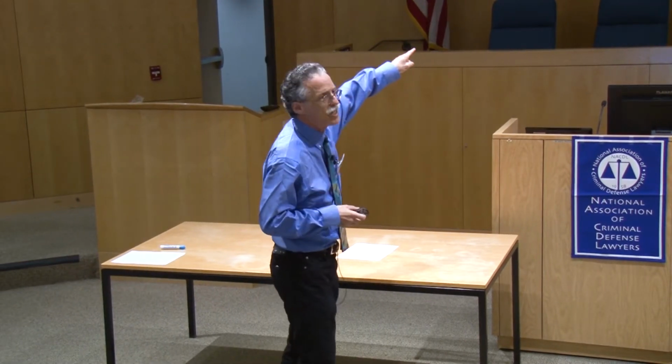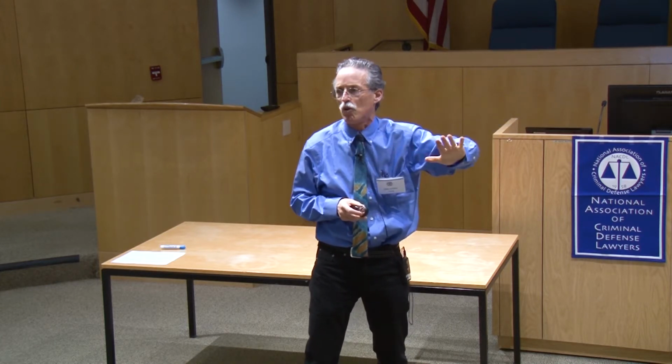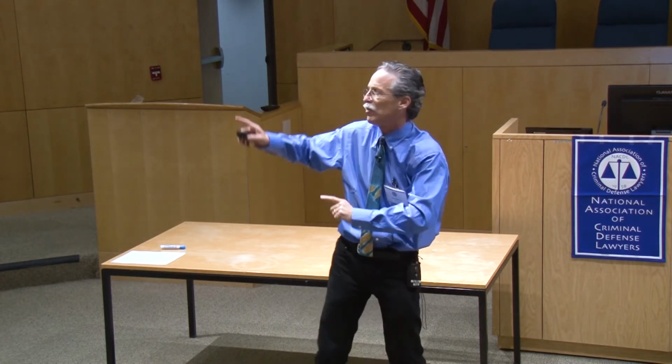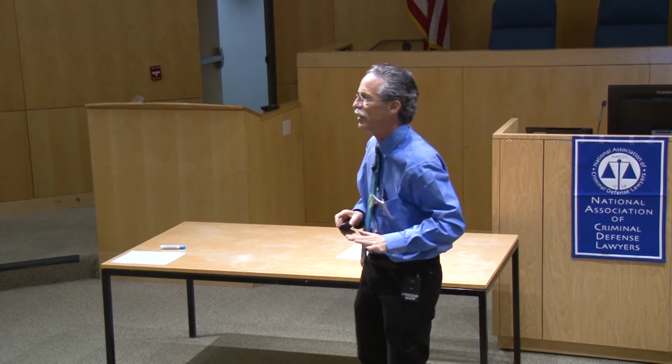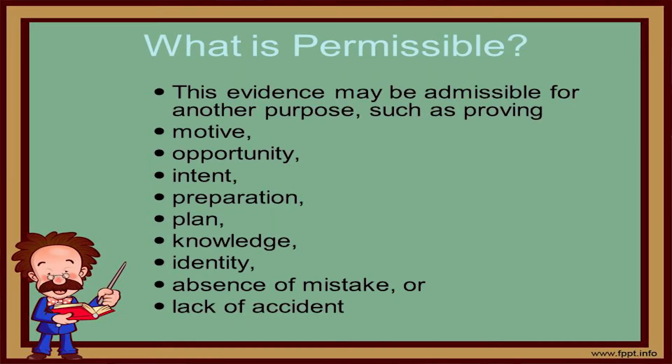And of course, that's separate from that 608, 609 witness character. Witness character is always allowed. So witness character is, do we believe you? 404 character is what did or didn't happen on the day of, right? Okay. So what's prohibited? Okay, there it is again. A crime, wrong, or other act not admissible to prove a person's character to show action in conformity therewith. Okay, we know that. But then we have this wonderful list of alternate usages, right?